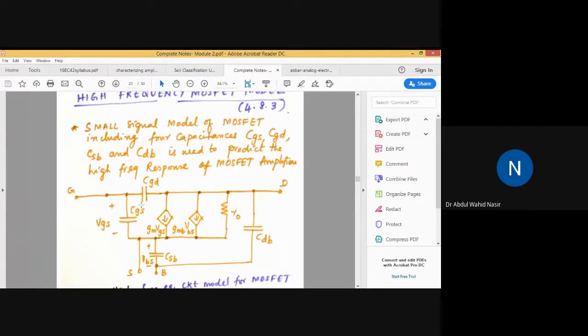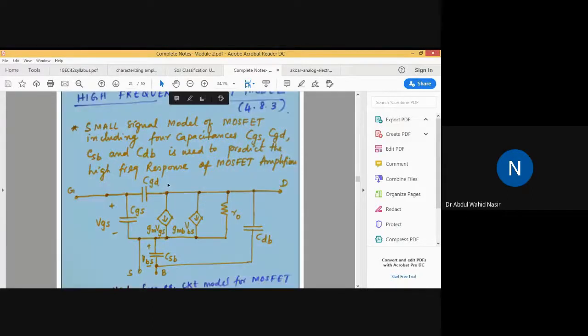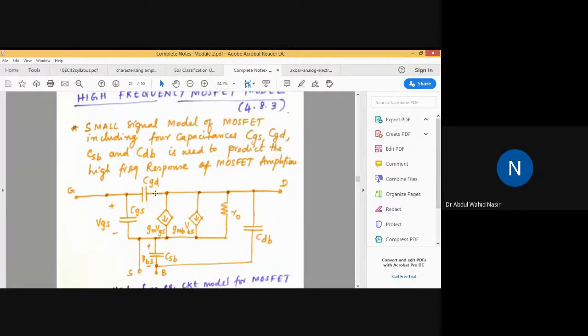Again, between G and D terminals, in the earlier hybrid model this part was not there. It was an open circuit. But we now know that capacitance exists between the gate terminal and the drain terminal, so we have connected that capacitance between terminals G and D, like this.